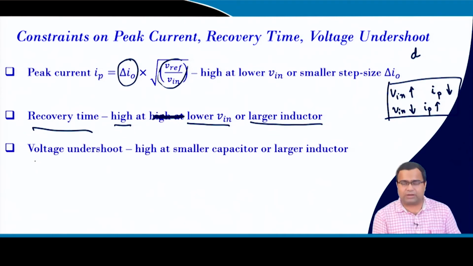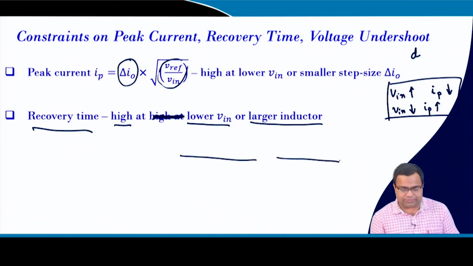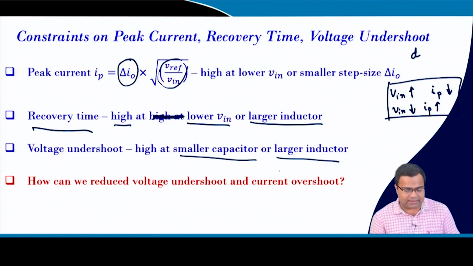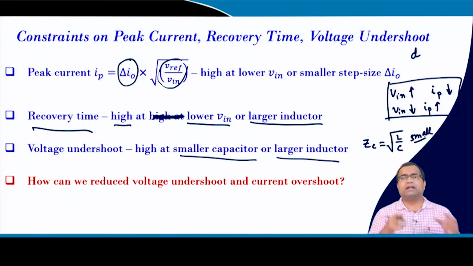So, the recovery time is high at lower input voltage or larger inductor value. Then voltage undershoot is high at smaller capacitor or larger inductor, because if you go back, voltage undershoot increases if you reduce the capacitor value or increase the inductor value. So, the natural choice is that we should take the characteristic impedance. That is why in most power supply designs, we take L by C to be very small. That means our inductor is small and capacitor is large.